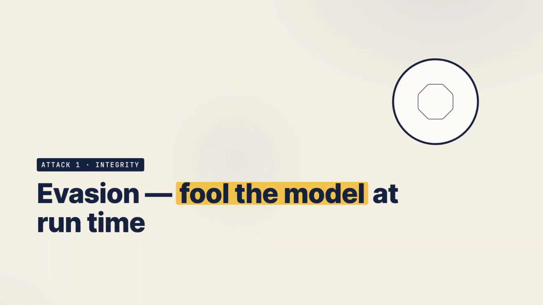Let's take the first attack, evasion, fooling the model at runtime. Evasion is the stop sign attack. The model is fixed and trustworthy. The attacker crafts an input that looks benign or completely unchanged to a human, but lands on the wrong side of a boundary. Think spam shaped to read as ham, malware perturbed to score as benign, a face patch that defeats recognition, or that taped stop sign.